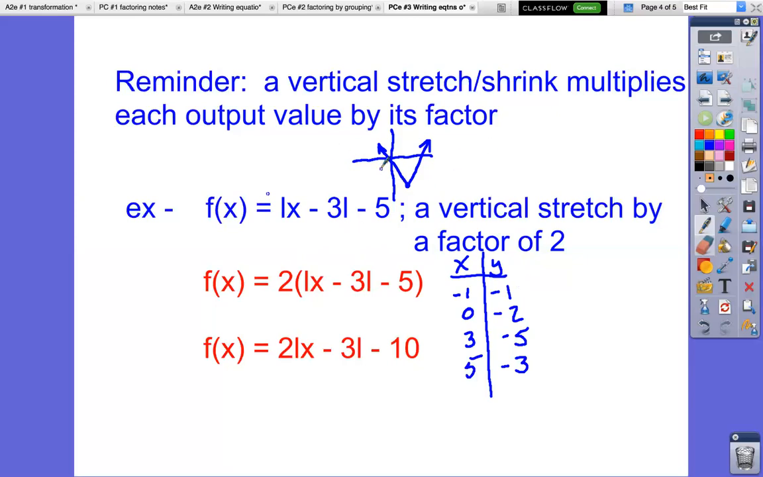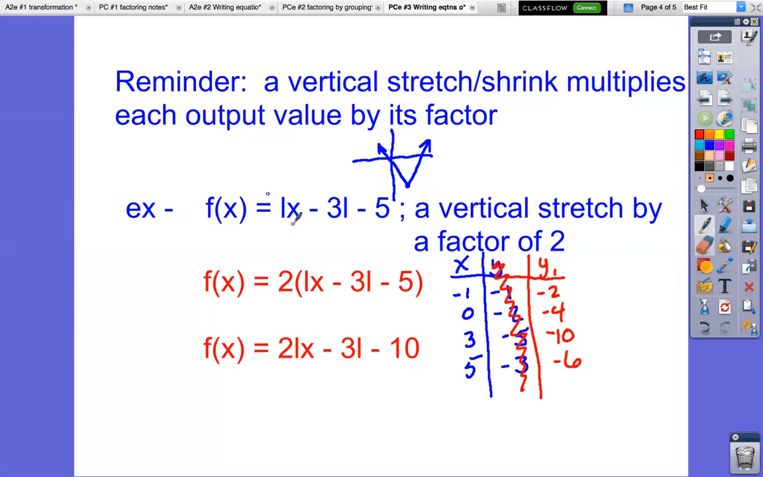So if I had all of these, but now I want a vertical stretch by a factor of 2, that's multiplying each output by its factor. So once I do this, I'm multiplying each output by its factor. So all that's going to mean is that after my factor here, and I'm just going to call this y prime or y1 here, I multiply all these by 2. So this is what my new graph should look like. Okay?